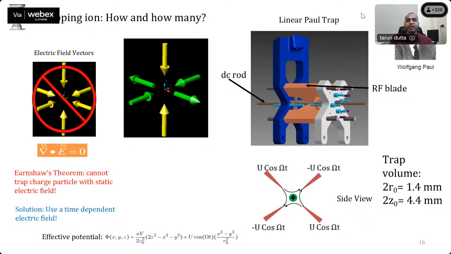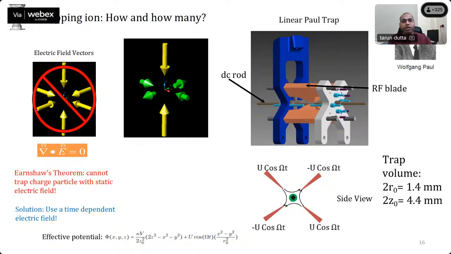Now the right one, where I have written linear Paul trap. This is the electrode structure. All of these are made of metal, stainless steel, and as is clear from the figure, all of these are electrodes. I put the name RF blade where I apply RF or alternating voltage, and these are the DC rods where I apply the static potential for confinement along the axial direction. The RF potential confines along X and Y, the radial direction.